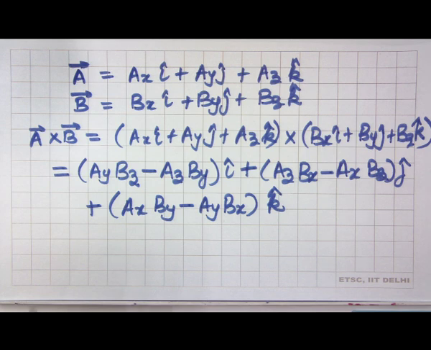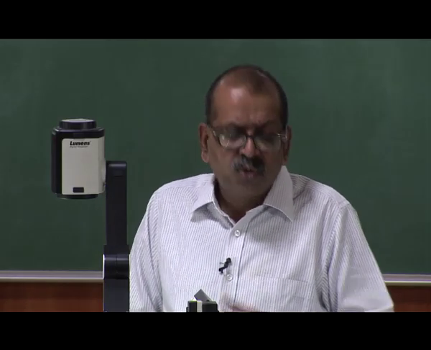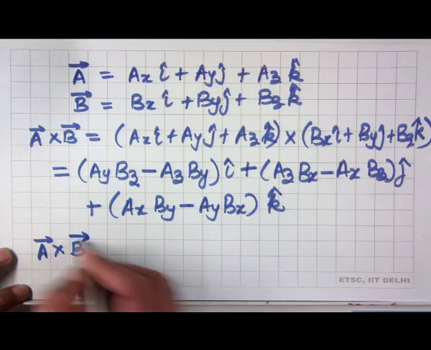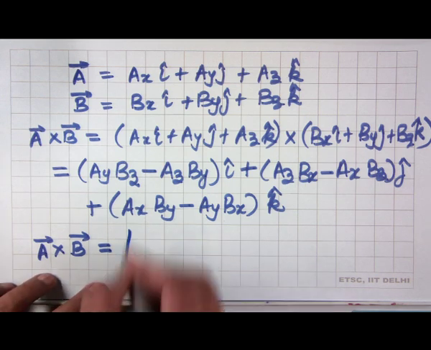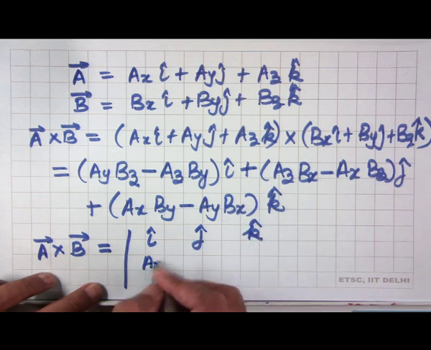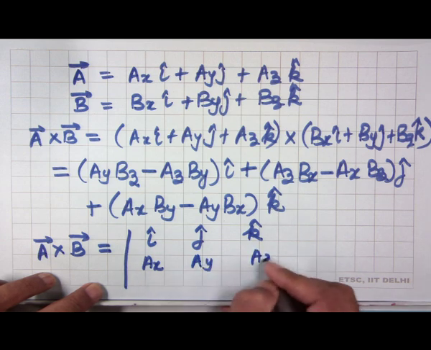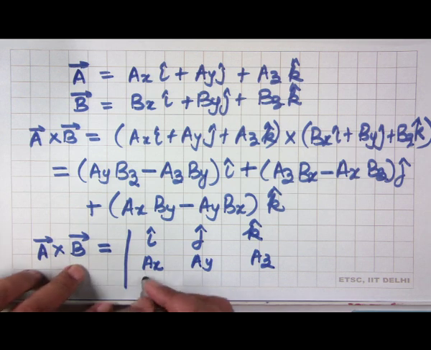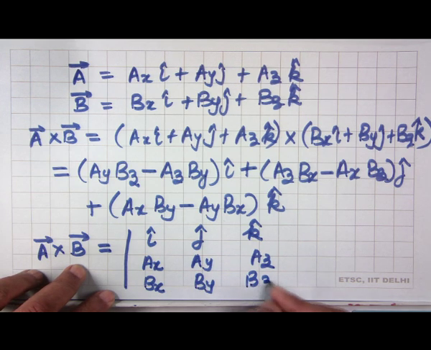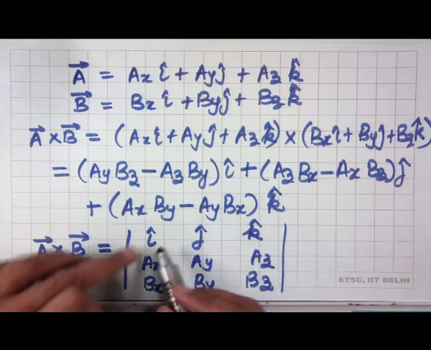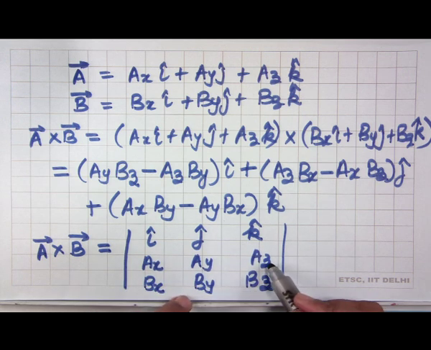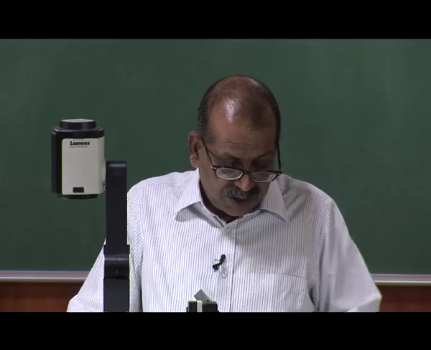Now, another way of seeing this is through the concept of the determinant, which you may have seen in your maths courses. We can write A cross B as the determinant of i, j, k in the first row, Ax, Ay, Az in the second row, and the third row Bx, By, Bz. If you know how to expand determinants, the first term will be i times (Ay Bz minus By times Az), etc. So, this can be explained.